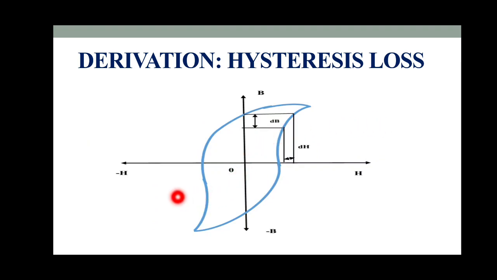Now this is a well familiar curve, the BH curve for a magnetic material. You probably all know this. However, this will be more elaborately discussed in a separate lecture. Now this figure is only drawn to derive the value of hysteresis loss.